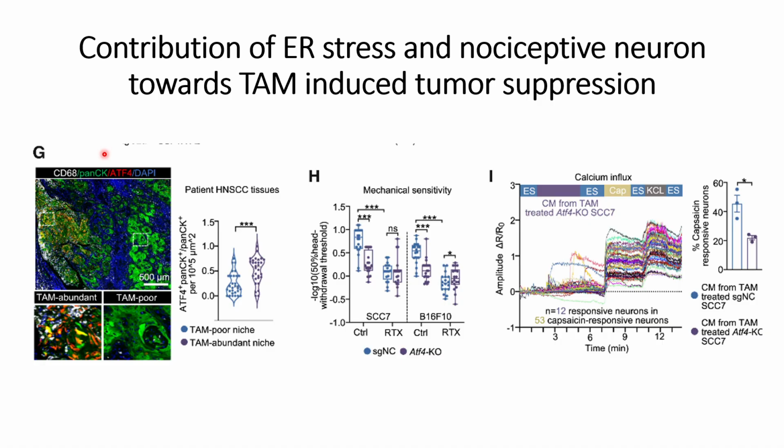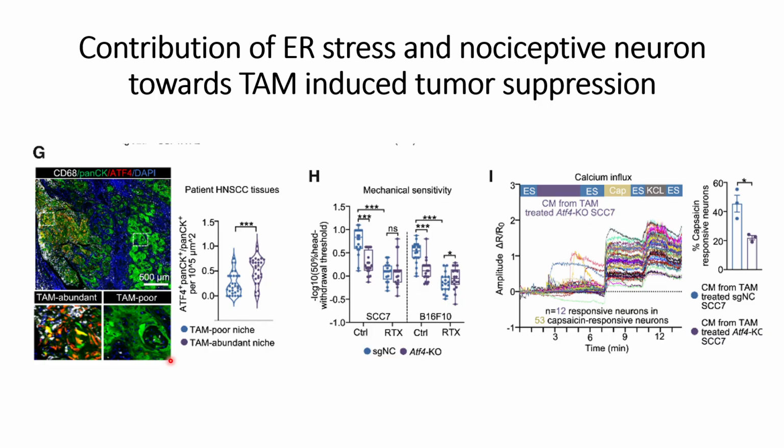Before going into that contribution, they first validated these ER stress results through a different approach. In the previous video, we saw that they tested the Western blot, but now they have tested immunofluorescence in the TAM abundant case and the TAM poor case. In the TAM abundant case, they are able to see the markers for the TAM, like CD68, and the ATF4 signals are high, which is the red color, whereas in the TAM poor case, where CD68 signals are not there, ATF4 signals are very minimal.